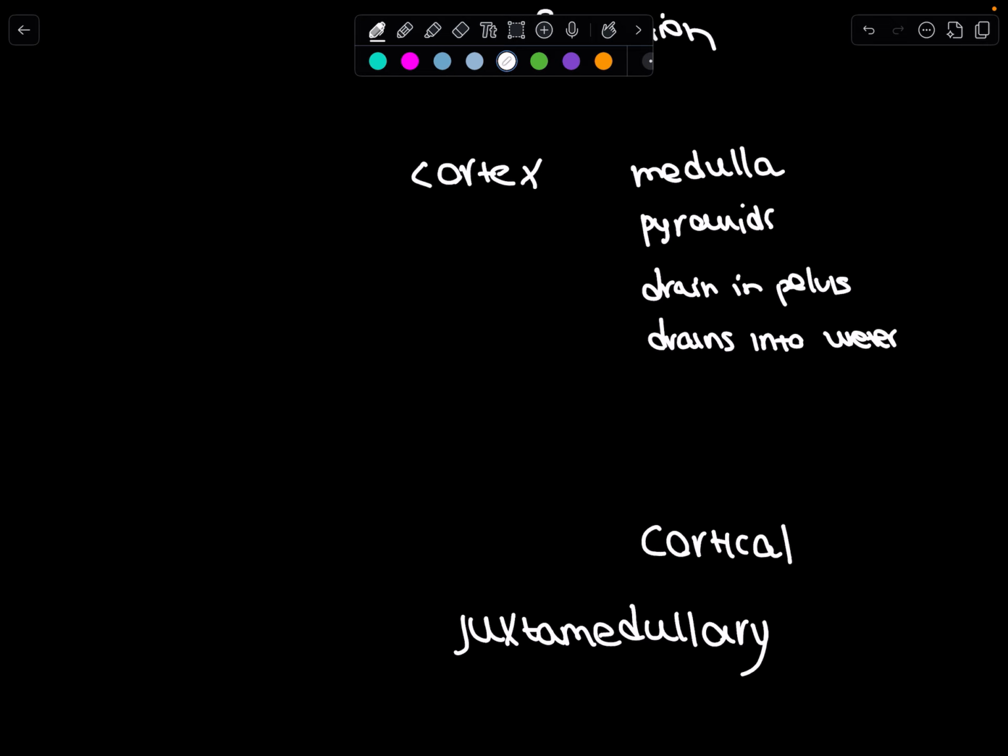Juxtamedullary nephrons, on the other hand, sit closer to the cortex-medulla border, with long loops of Henle that plunge deep into the medulla. These are key for concentrating urine, allowing the kidney to conserve water and regulate urine osmolarity, especially when you're dehydrated. Their longer loops create a strong concentration gradient in the medulla, critical for water reabsorption. So, cortical nephrons are the workhorses for filtration, while juxtamedullary ones are the specialists for water conservation. Want me to explain the loop of Henle's role in this or something else?